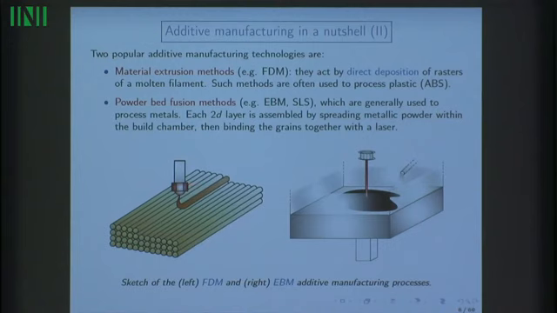There are also very popular methods, especially in industry, which are powder bed fusion methods, typically used to process metals. The technology is quite different in spirit, since now there is a powder bed. Some metallic powder is spread through the build chamber over here. Then to produce the ongoing 2D slice, a laser will heat the powder by several degrees to melt it and produce the slice that is to be produced.